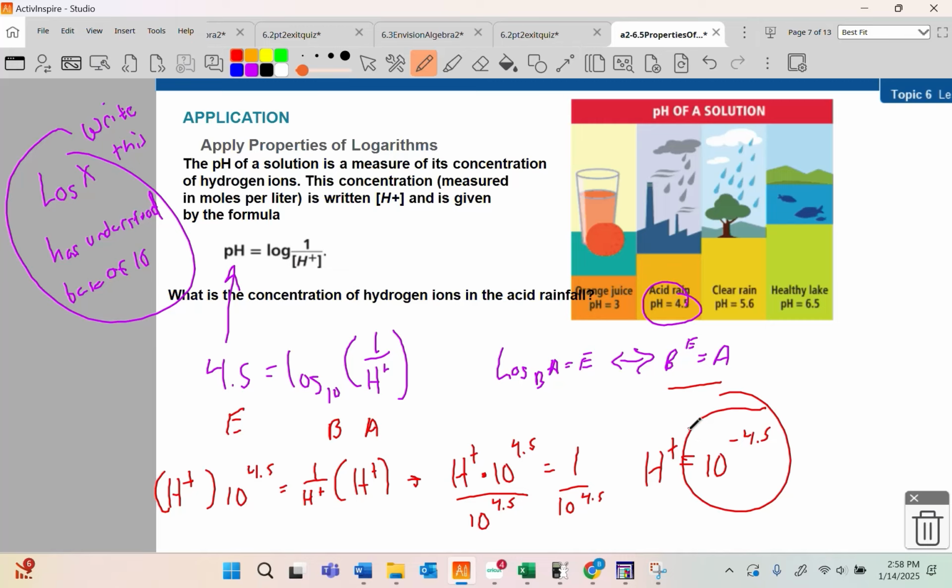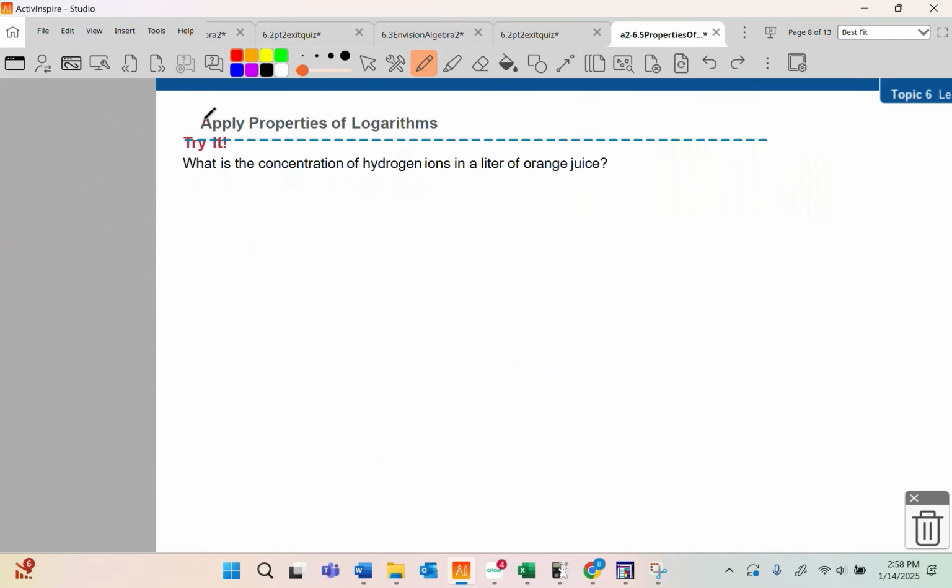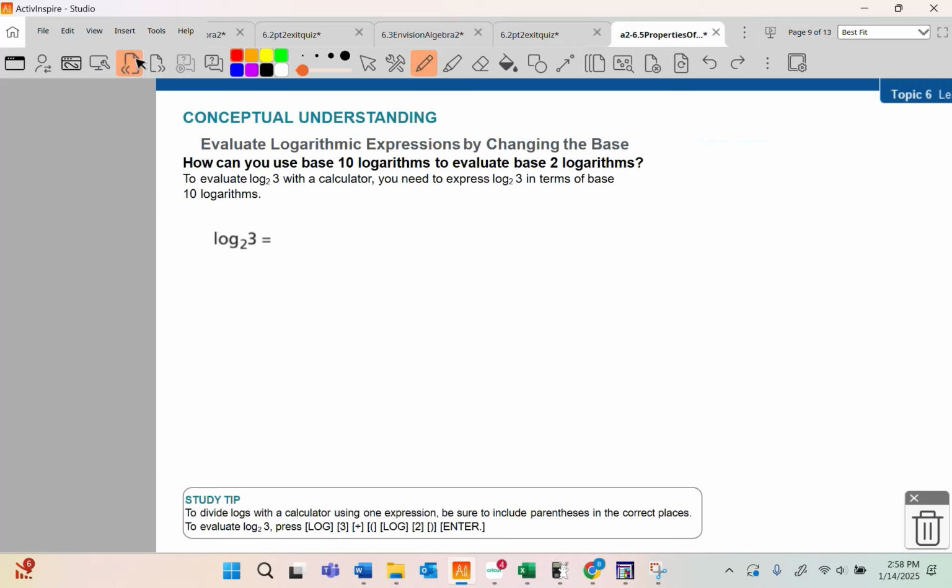That is the concentration of hydrogen ions in acid rain, which used to be a big deal when I was a kid. So this is for you. Again, you should try.